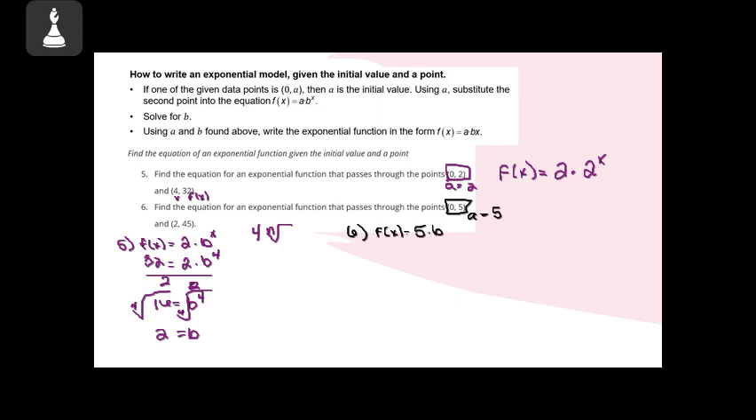Now I'm going to plug in x and f of x. So 45 equals 5 times something squared. If we divide by 5 on both sides, 9 equals b squared. And this one you guys should know. I can take the square root and get 3 equals b. So the final function here is a is 5, so 5 times 3 to the x power.